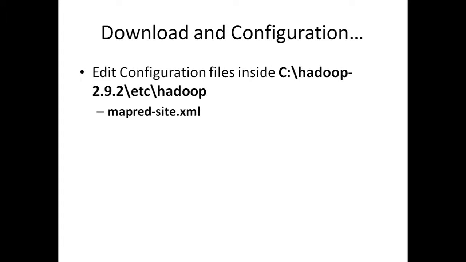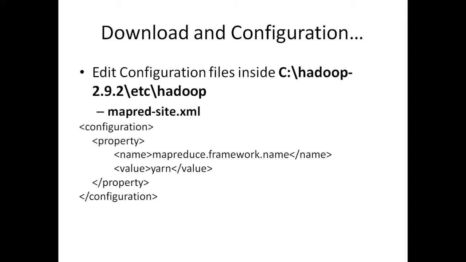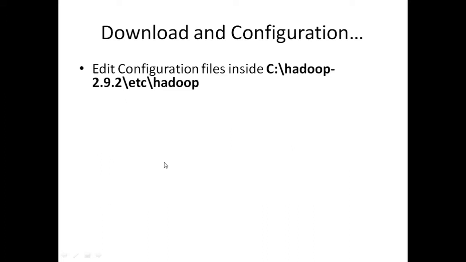Next is the mapreduce site.xml, the configuration file for MapReduce, in which we are going to tell the framework which is going to handle our resources during our MapReduce task. So we have to add this property, mapreduce.framework.name, and the framework would be yarn only.